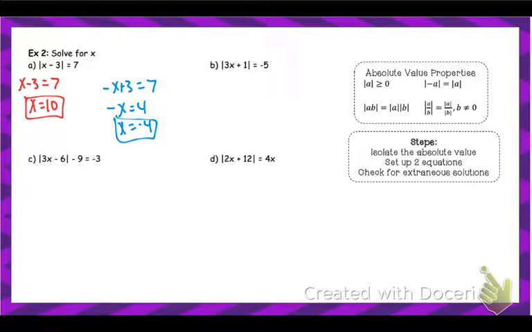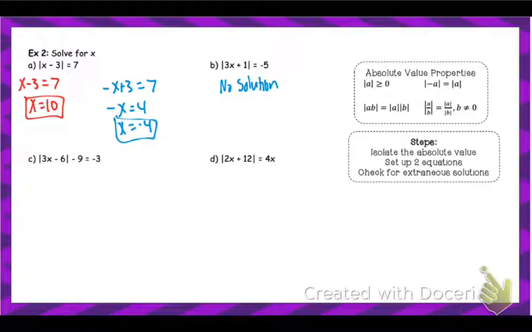The absolute value of 3x plus 1 equals negative 5. Well, the absolute value is by itself. And again, let's think about what absolute value means. It's the distance of that number away from 0. Well, I can't have a negative distance. Absolute value cannot be a negative number. Absolute value is always greater than or equal to 0. So that means this equation has no solution. We don't even need to solve it.